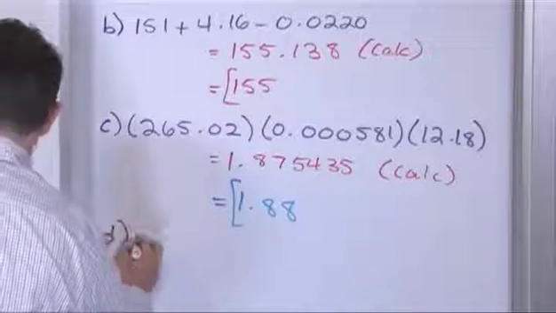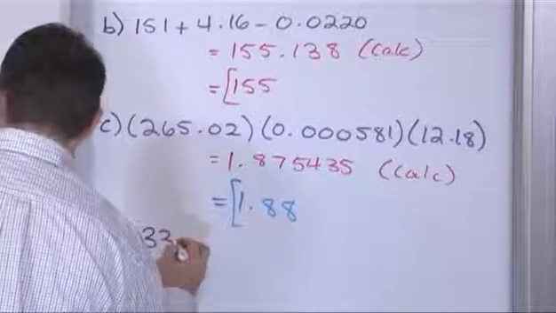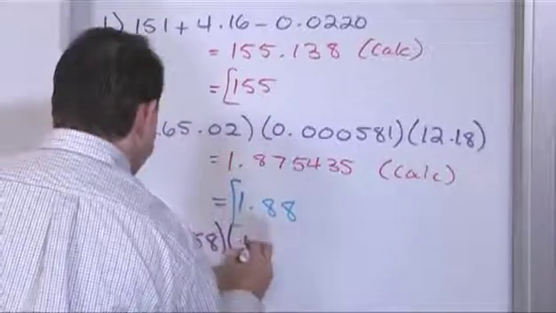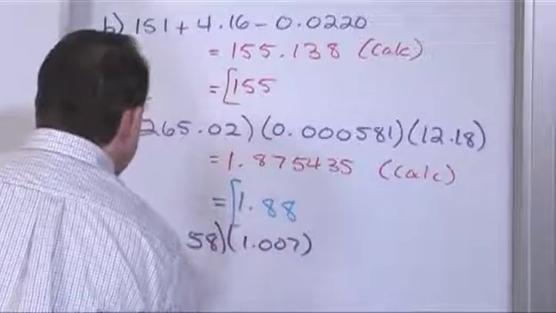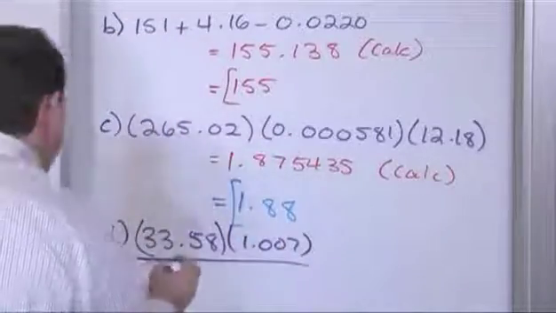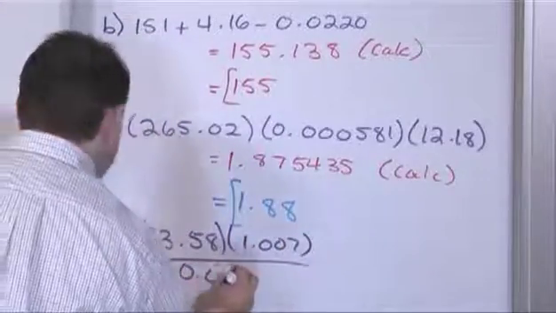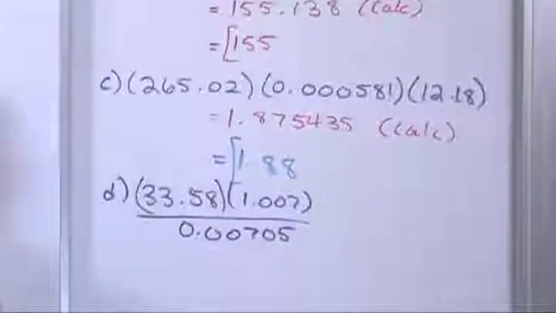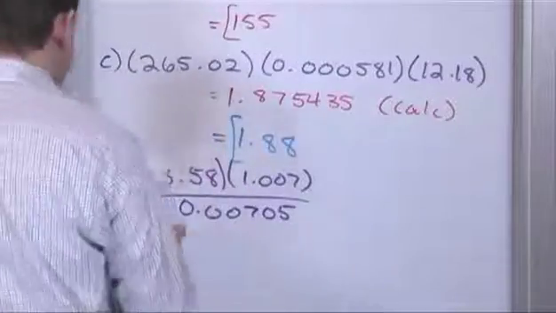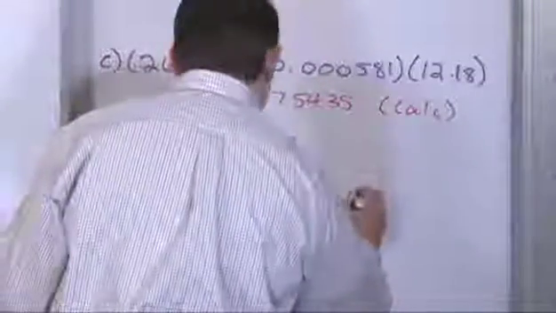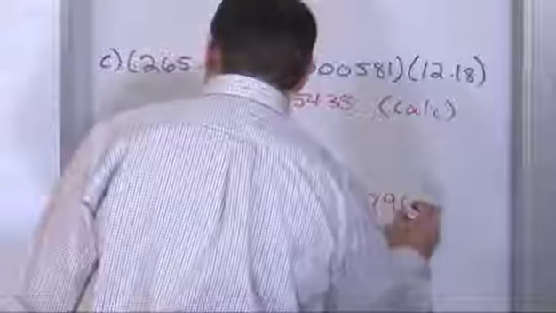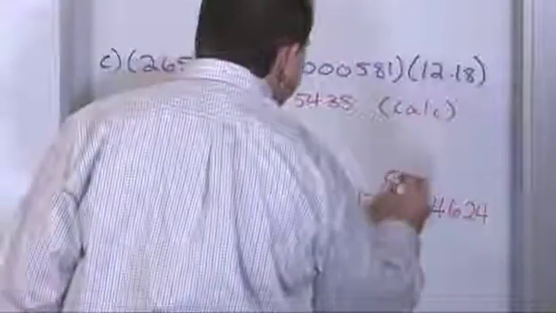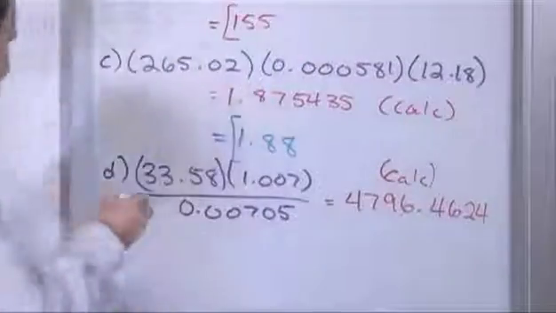Let's do 33.58 multiplied by 1.007, and then you take the answer that you get here and you divide it by 0.00705. Okay? So you multiply those on top, divide by the number on the bottom, and what you will get is 4796.4624, and then some other digits after that, and this is what the calculator will give you. But you're not going to keep all of those.